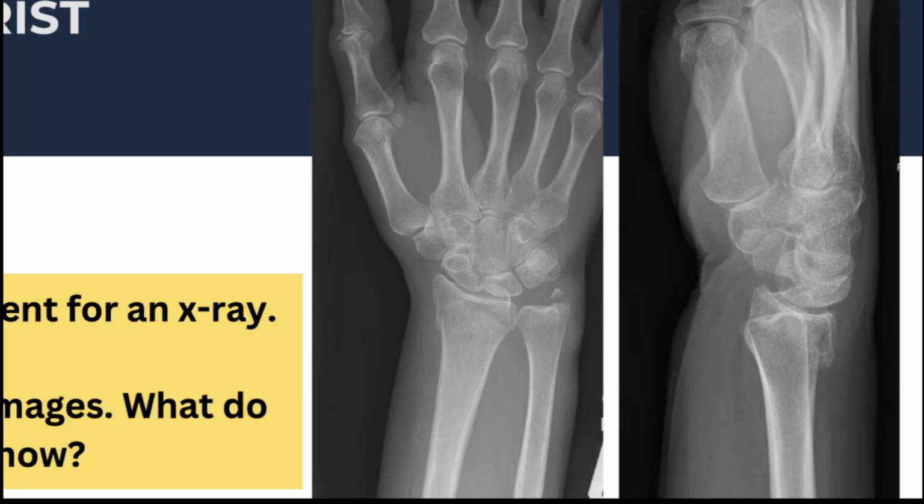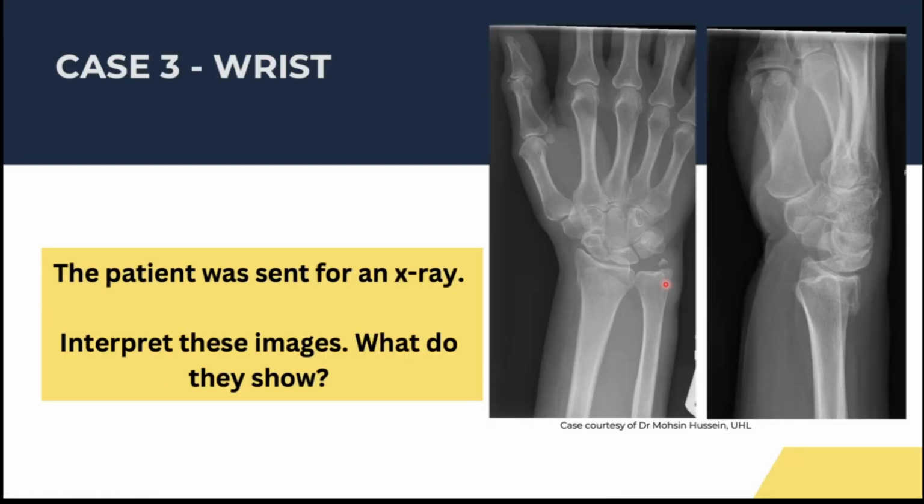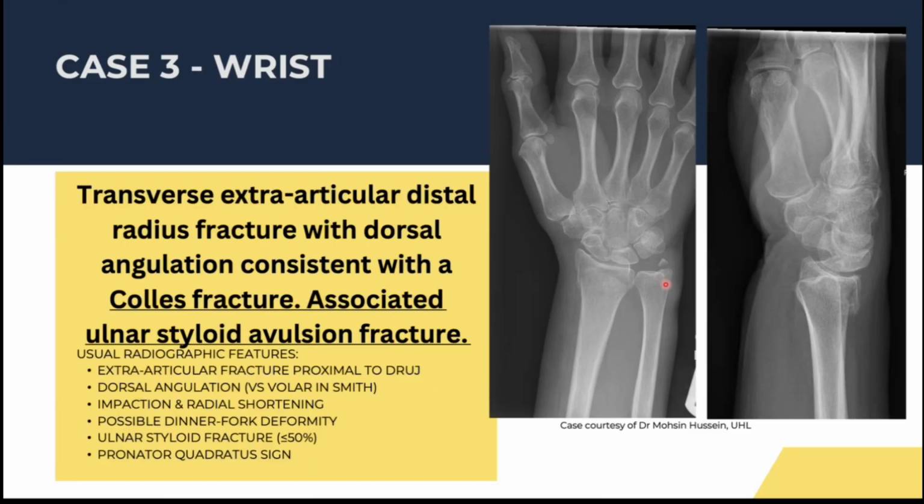So we've got Colles' fracture. Okay, and yes, you would be right. So this is a transverse extra-articular distal radius fracture with dorsal angulation, which is consistent with the Colles' fracture. They also have an associated ulnar styloid avulsion fracture here as well.